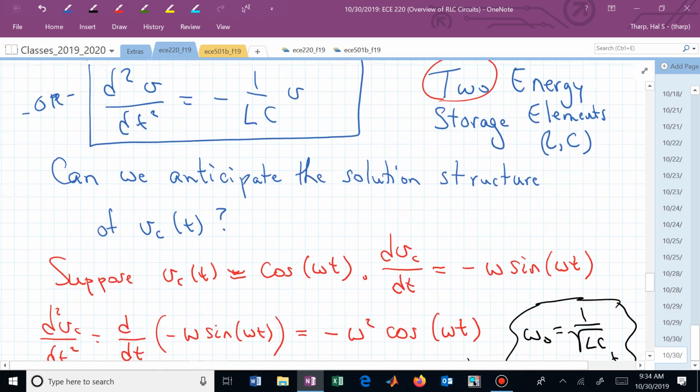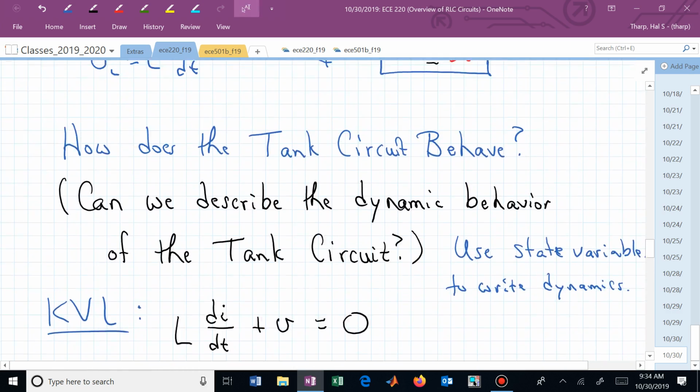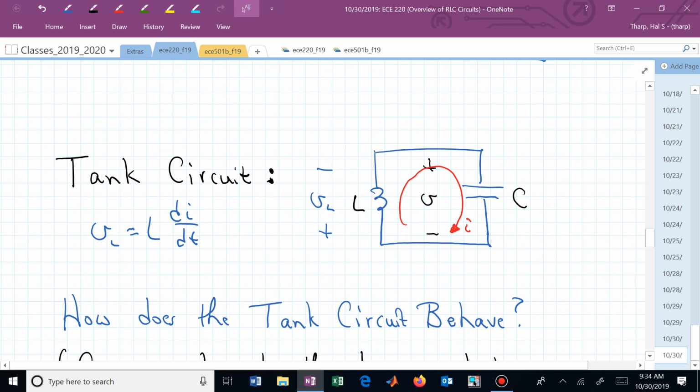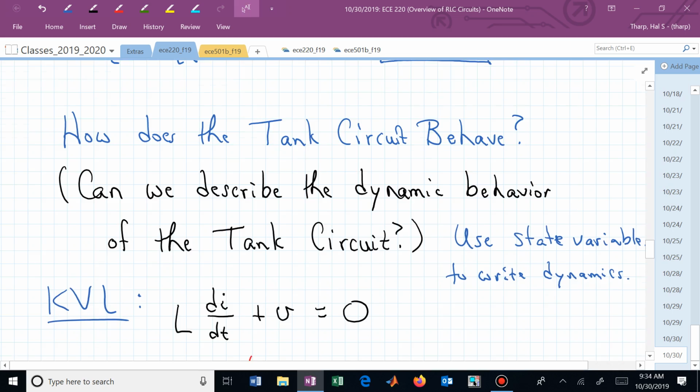So now, do the current and the voltage behave similarly, I think was the question. And the answer is yes. They both are governed by this second order differential equation. So you now know that anything in this circuit has that same resonant frequency. And it will then oscillate sinusoidally, current or voltage.